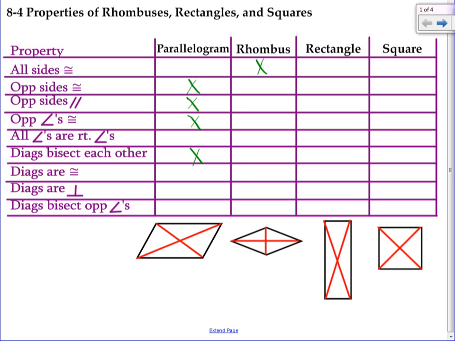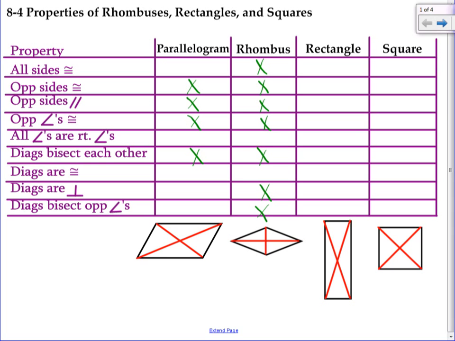Are the opposite sides the same? Parallel? Opposite angles? Are all the angles right angles? No, they are definitely not. Do the diagonals cut each other in half? Are the diagonals the same length? Is this vertical one the same as the horizontal one? No. Are the diagonals perpendicular? Yes, they are. Do these red lines cut the angles into two equal angles? Yes, they do. This chart will be very helpful to you when you're answering questions on your homework.